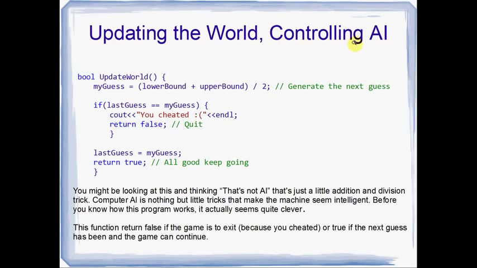Okay, so updating the world, controlling the enemy AI. You're versing the computer in this game. I suppose you're probably trying to think of a really difficult number for it to guess, but it's going to guess it anyway. This is pretty basic as well.